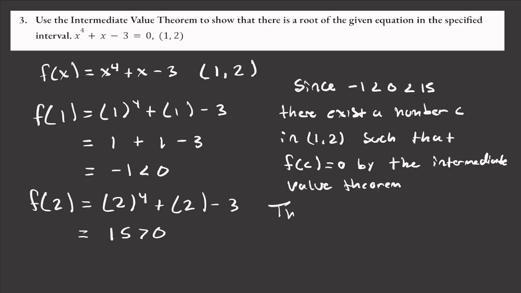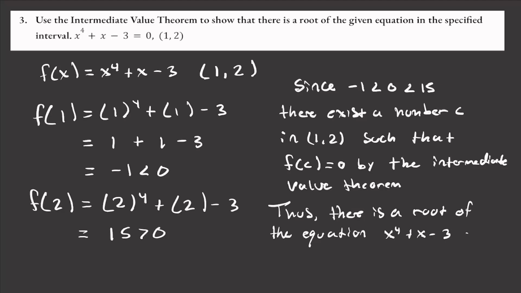And then we can say, thus, there also exists a root of the equation, and that equation is x to the 4th plus x minus 3 on the interval 1, 2. And that is enough for us to use the intermediate value theorem to show that there is a root in this specific equation for that interval. That is all.